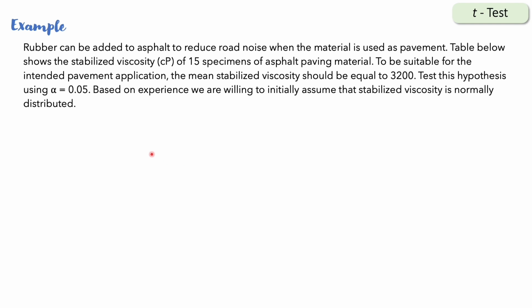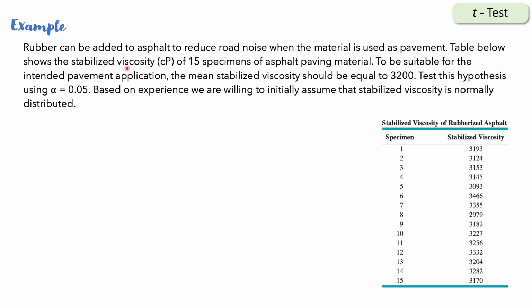Here in this example, a rubber can be added to asphalt to reduce the road noise when the material is used as pavement. Okay, the table below shows the stabilized viscosity. Here is the table. So it is a list of stabilized viscosities of 15 specimens. So the sample size is 15 here of the asphalt pavement material.